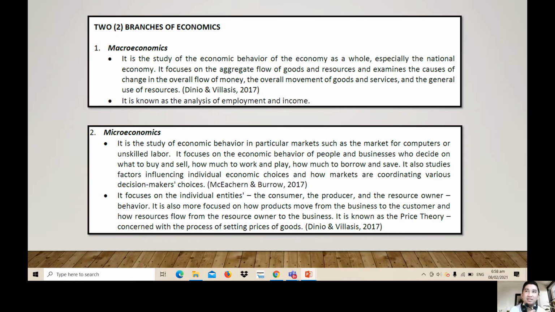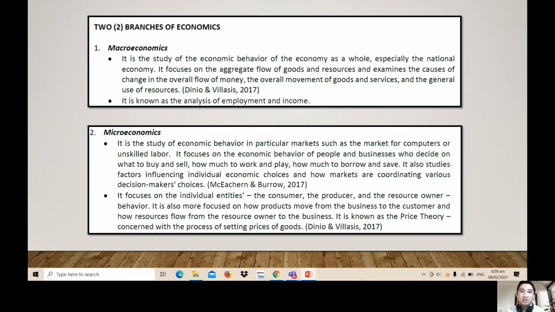Now we have two branches of economics. First one is macroeconomics and the other one is microeconomics. When we say macro, it is bigger or larger in scope, while micro is not like the macro. So it is more on specific.